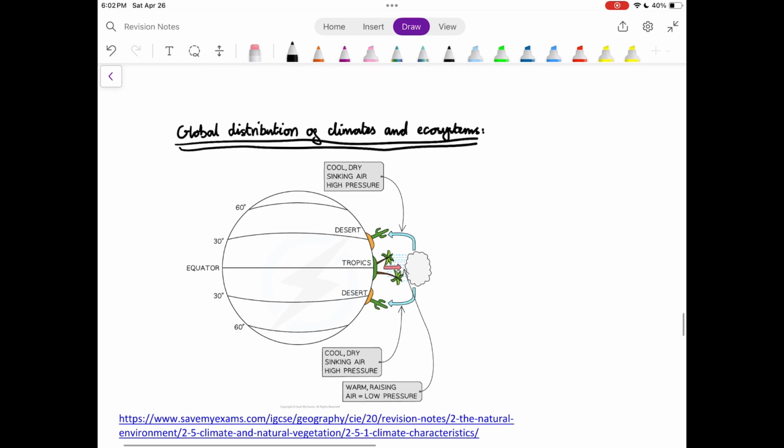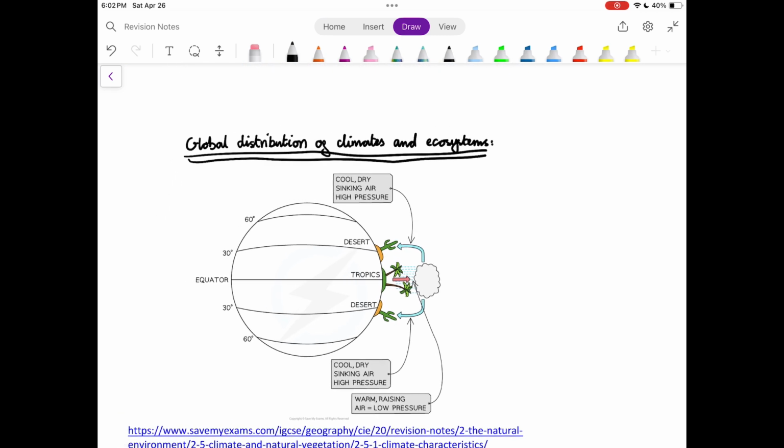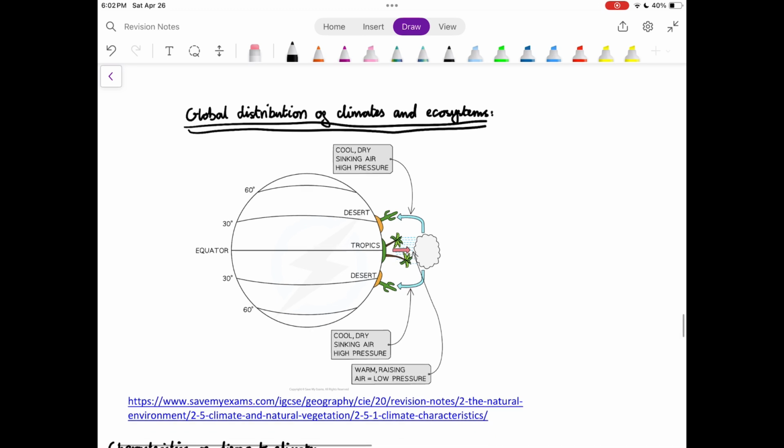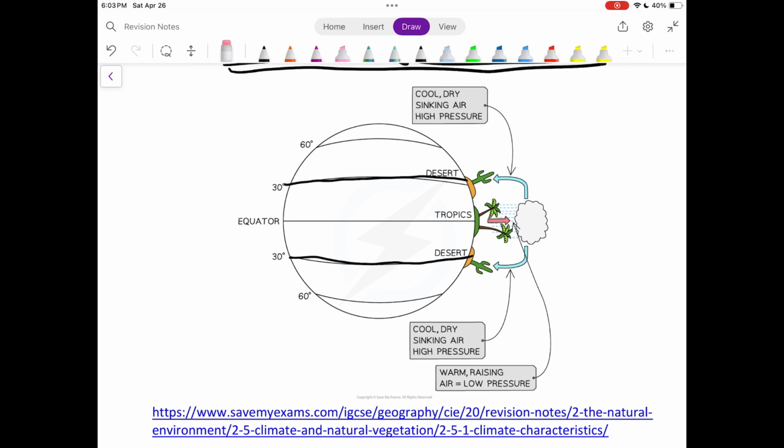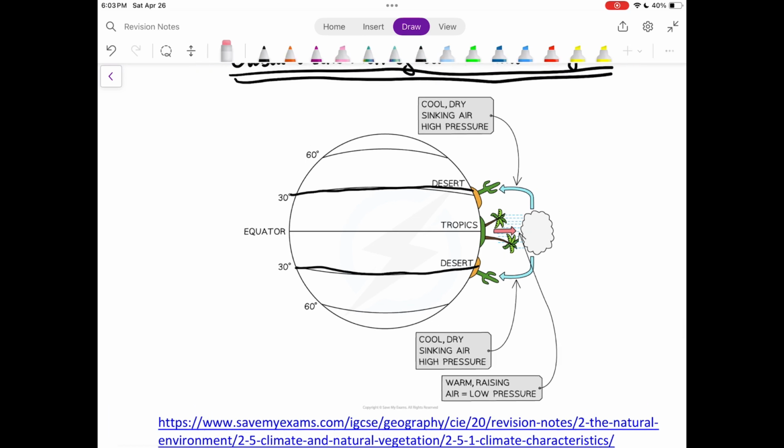Okay, so now we're going to be looking at the global distribution of climates and ecosystems. As you can see, the desert climates lie on the tropics of Cancer, which is this, and the tropics of Capricorn, as you can see here. And tropical ecosystems lie on the equator.